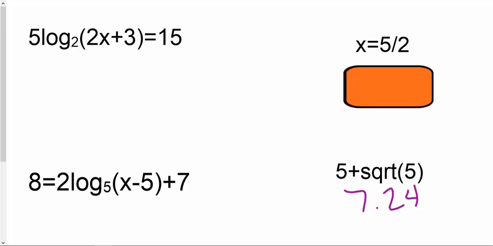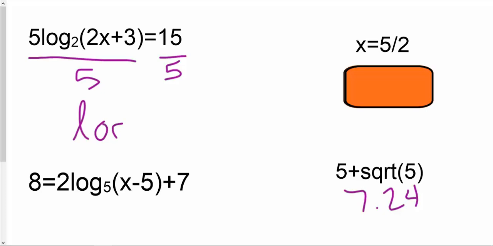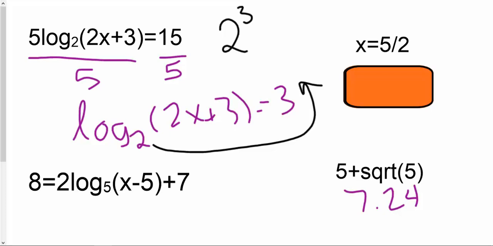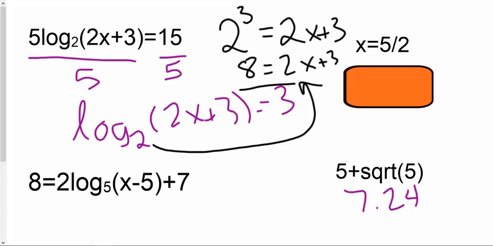So the first thing we want to do here is get rid of this 5. We don't have plus or minus our log on either side, so let's just divide that 5 out. So we get log base 2 of 2x plus 3 equals 3. So now undoing my log, changing it to exponential form, makes this 2 to the third power equals 2x plus 3. So I get 8 equals 2x plus 3. And then from here, I feel like it's a short hop and a skip to x equals 2.5 or 5 over 2. I don't think that's our issue.